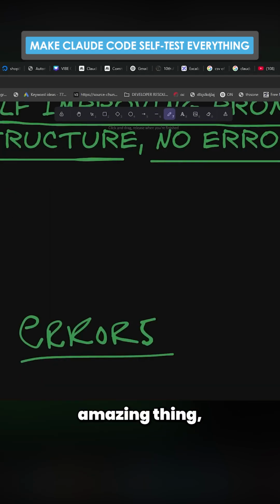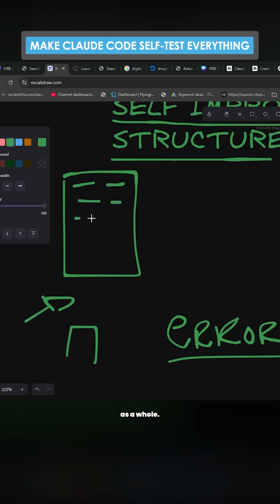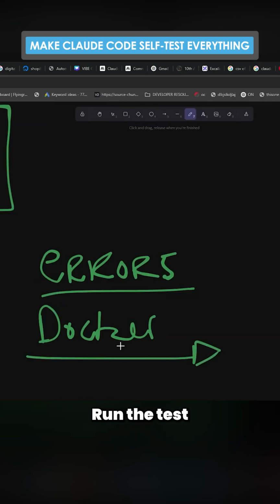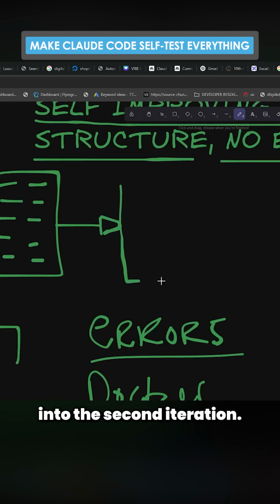And this is the amazing thing. It writes a load of test scripts that test each individual part and also the entire thing as a whole. It gets all of the outputs and all of the errors and everything using Docker. Run the test suite one by one, and then slowly but surely iterate into the second iteration.